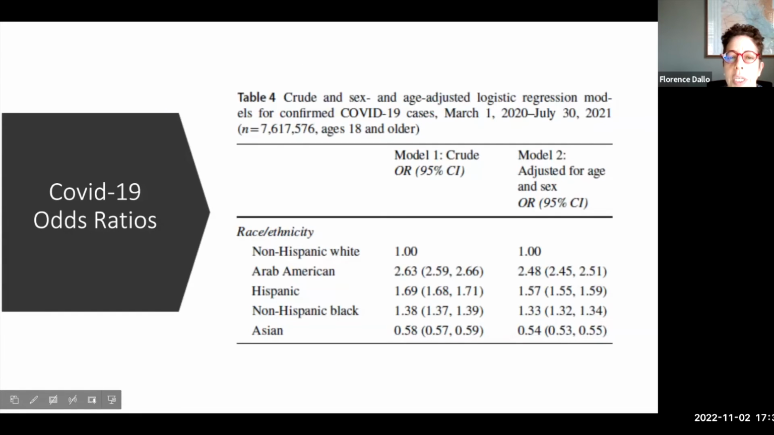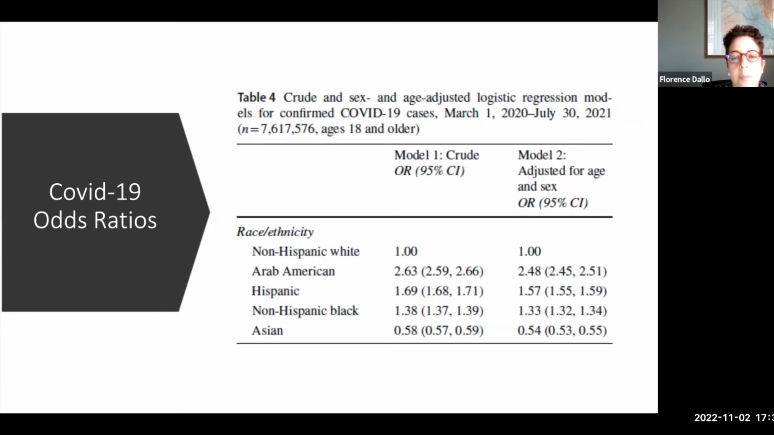And then we wanted to also look at sex and age adjusted estimates, or odds ratios, meaning we wanted to control for sex and age to ensure that they did not influence the odds ratios of COVID. And what you can see if you look at model 2, Arab Americans were 2.48 times more likely to have a positive COVID case compared to whites. And the odds ratio for Arab Americans is also higher when compared to Hispanics at 1.57, Blacks at 1.33, and for Asians, they were less likely to have COVID than non-Hispanic whites. Their estimate was under 1, it was 0.54.